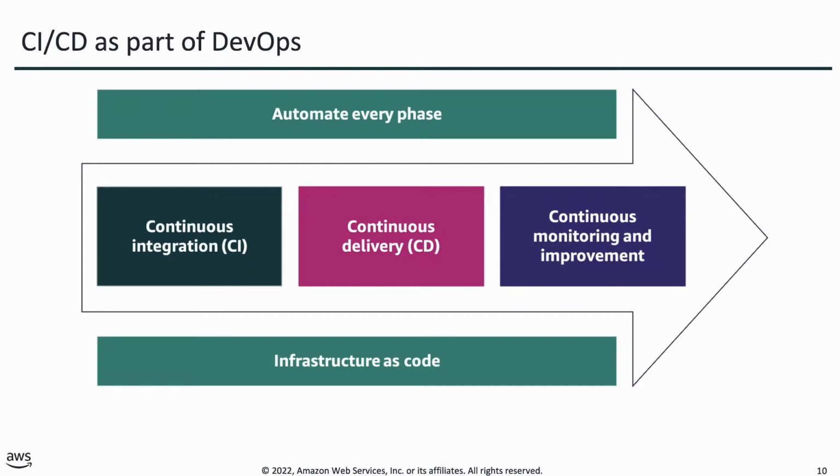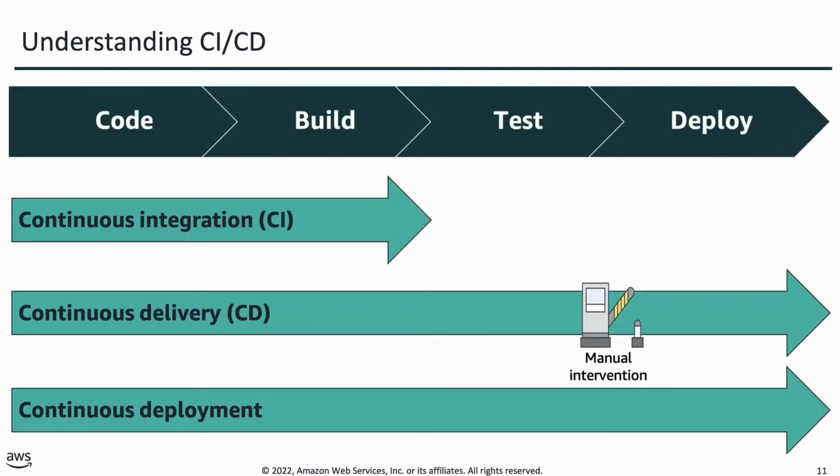And also you can look at continuous monitoring and improvement because of the fact that you have this automation. So you're actually getting a feedback loop that helps you continuously improve. Now, if you look at the concept of CICD here, let's dive into some of the details.